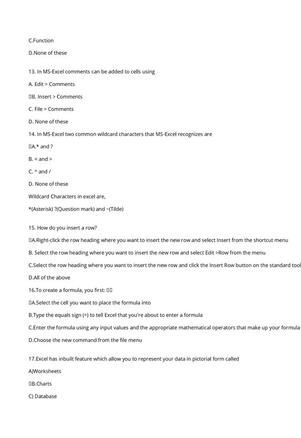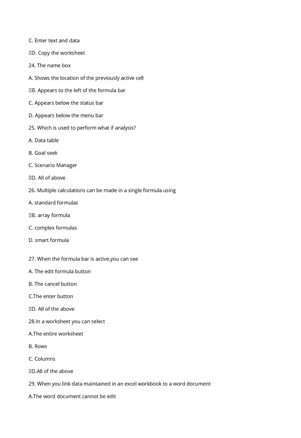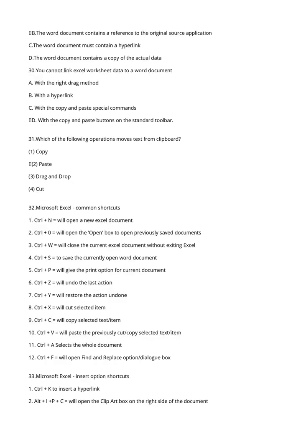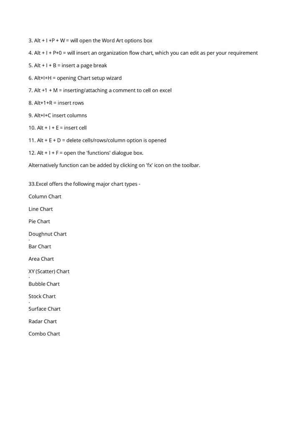15. How do you insert a row? A. Right-click the row heading where you want to insert the new row and select Insert from the shortcut menu. B. Select the row heading where you want to insert the new row and select Edit, Row from the menu. C. Select the row heading where you want to insert the new row and click the Insert Row button on the standard toolbar. D. All of the above.